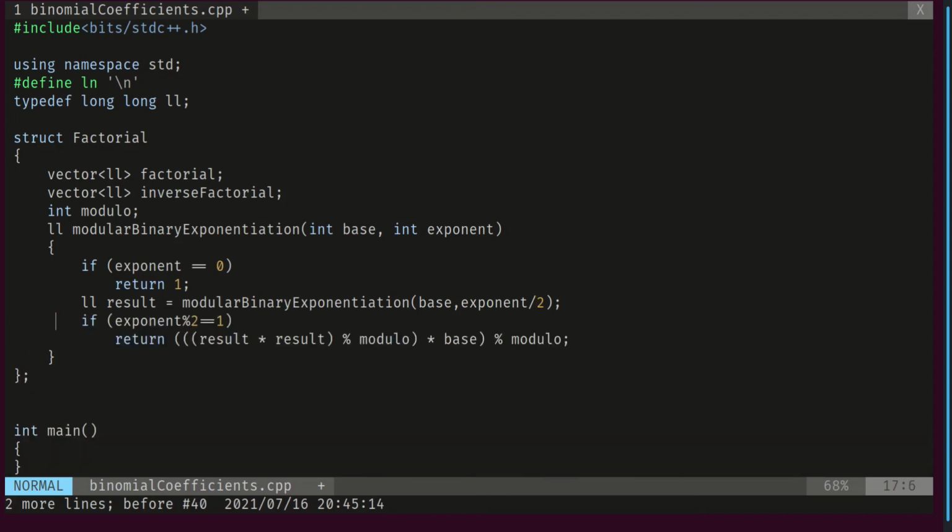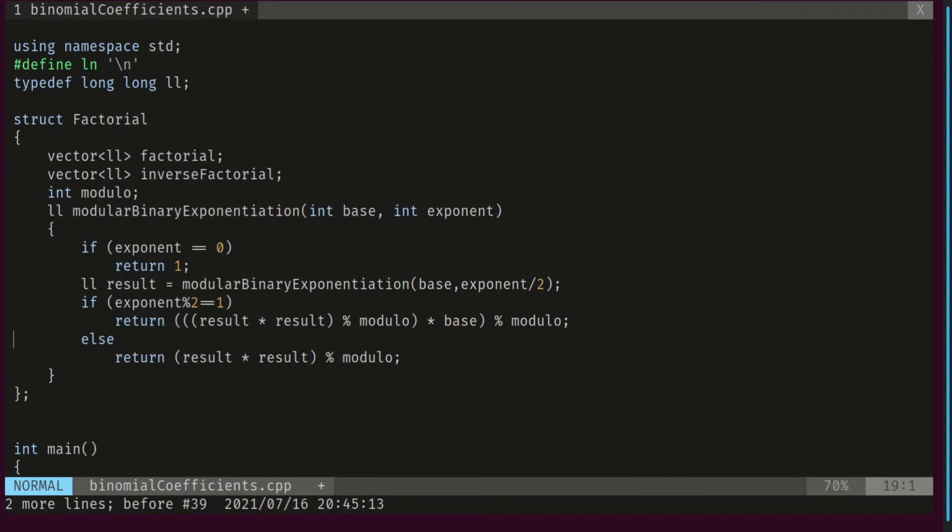If the exponent was odd, then our result will be result times result times base, because for example if we wanted to calculate 2 to the 5th, then 5 divided by 2 would give us 2. So if we calculate 2 squared, then in order to calculate 2 to the 5th, we will just multiply 2 squared times 2 squared, and since 5 is odd, we will multiply it by 2 one more time. And if the exponent is even, we'll just return result times result.